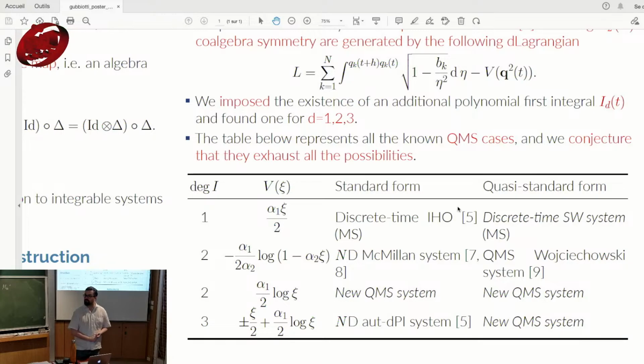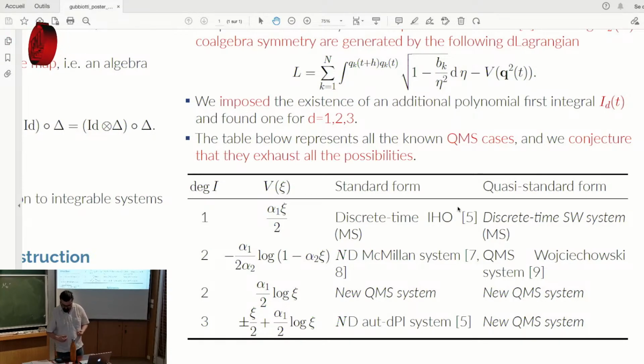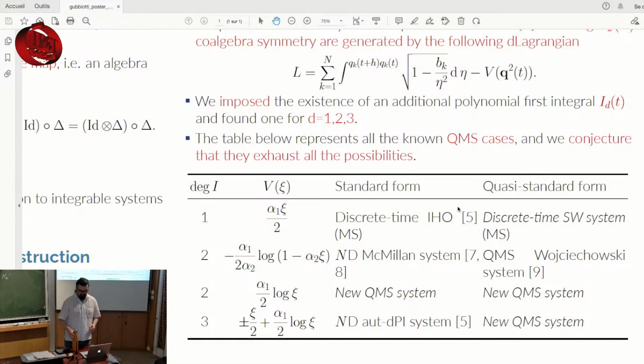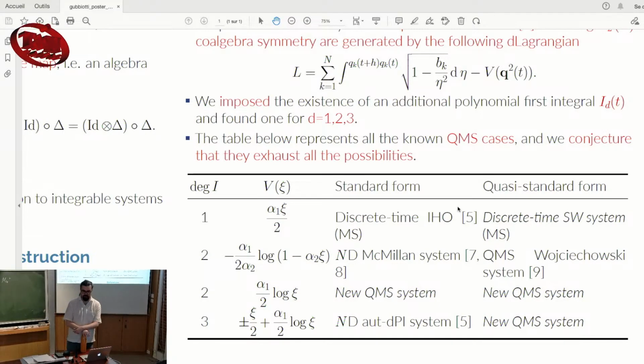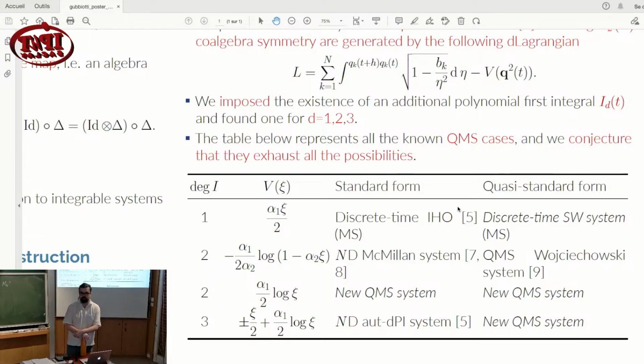Maybe I'll stop here and wait for some questions. I just hope to try to convince you that this method is very good to produce integrable systems, and there is actually much more to do because we just started exploring the possibilities of this discrete definition of coalgebra symmetry. Thank you so much.